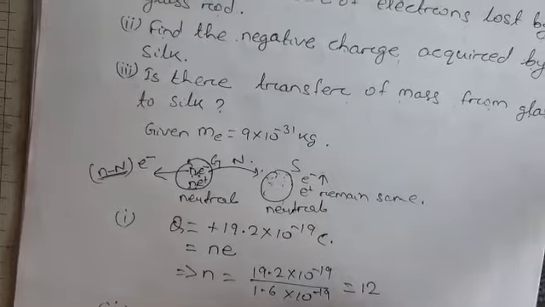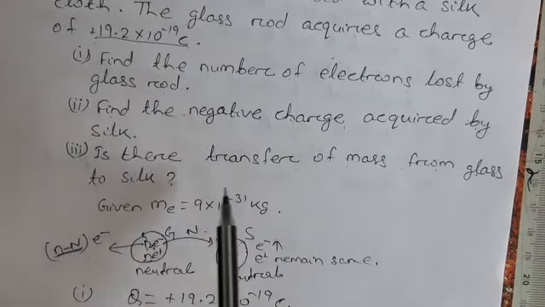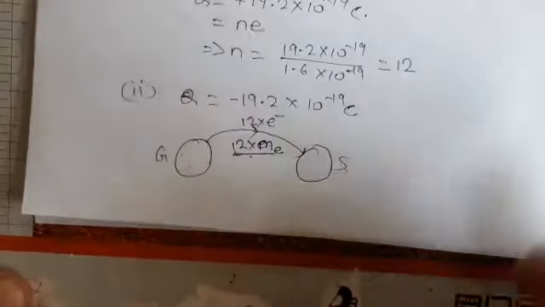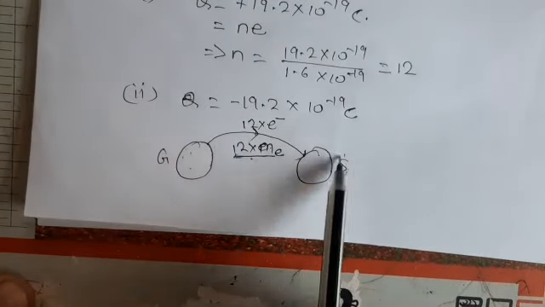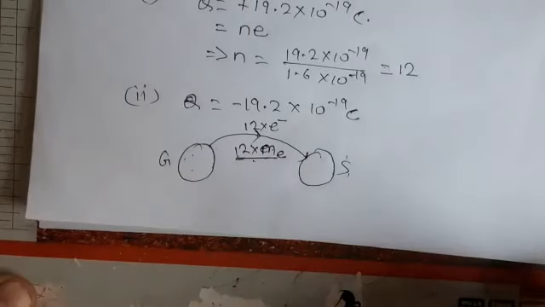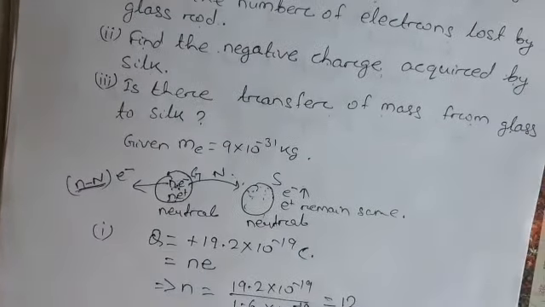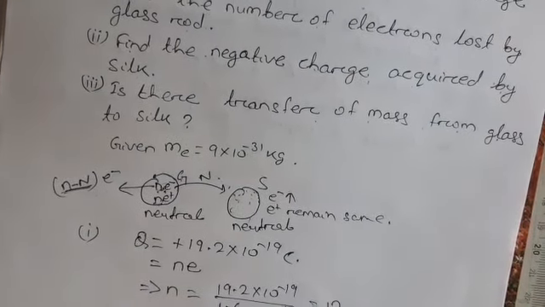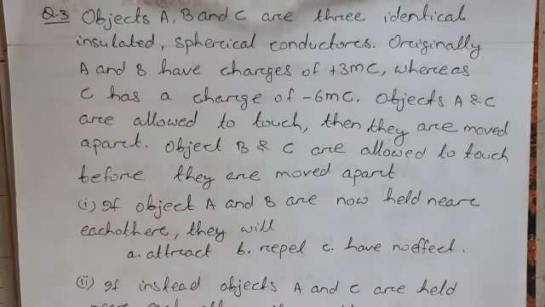Yes, there is a transfer of mass. Why? Because electrons are transferred from glass to silk. That means the mass of 12 electrons is transferred from glass to silk. So there is transfer of mass from glass to silk. Okay, coming to our next question.